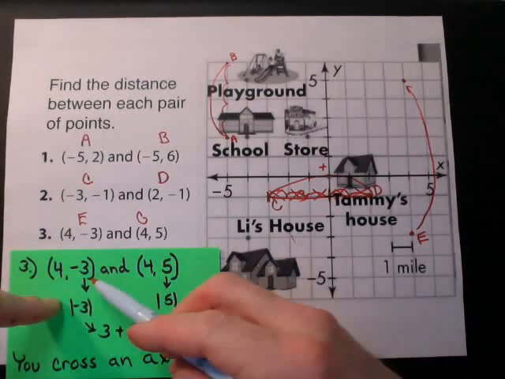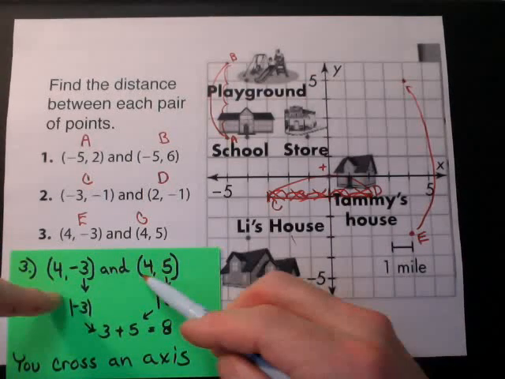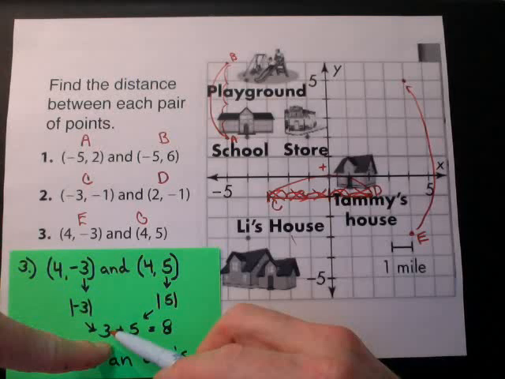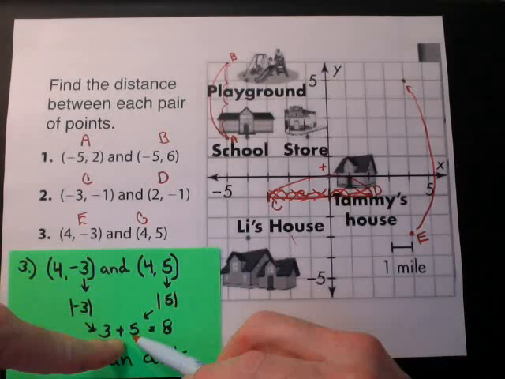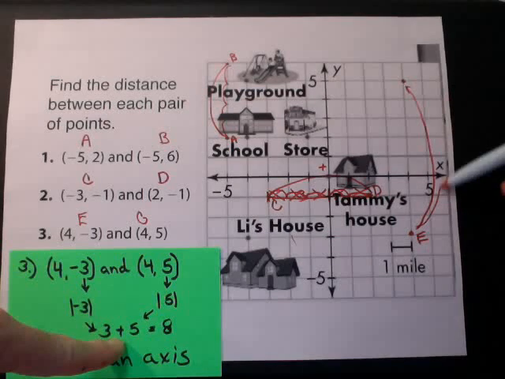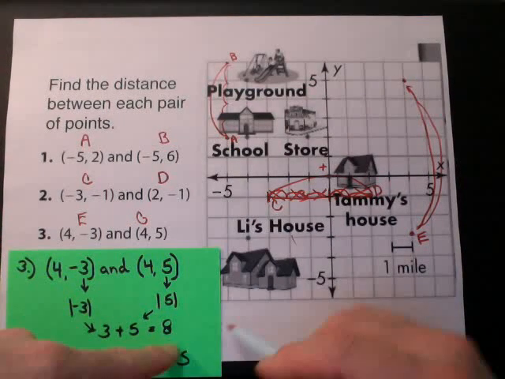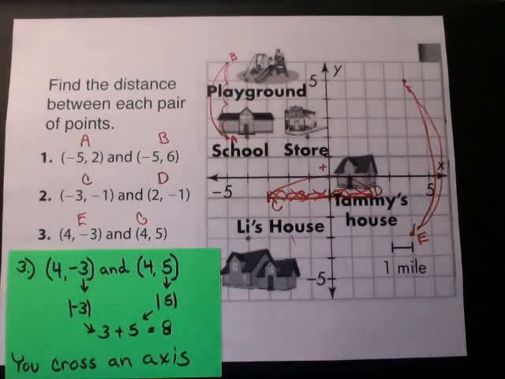Well, we're going to use negative 3 and positive 5 because our common one is 4. The absolute value of negative 3 will be 3. The absolute value of positive 5 will be 5. It is crossing an axis, so we're going to use addition. So 3 plus 5 is 8. So the distance from this point to this point would be 8 miles. All right?